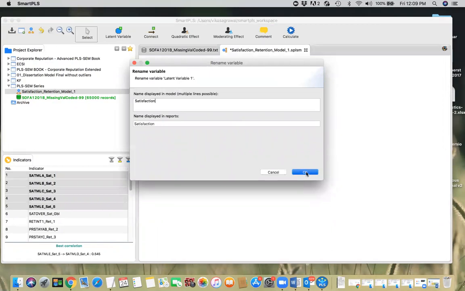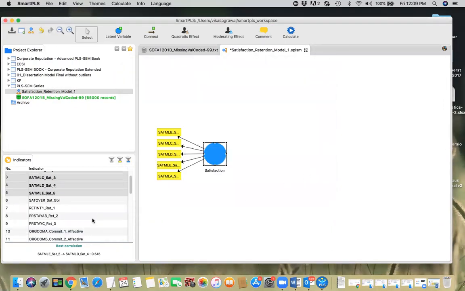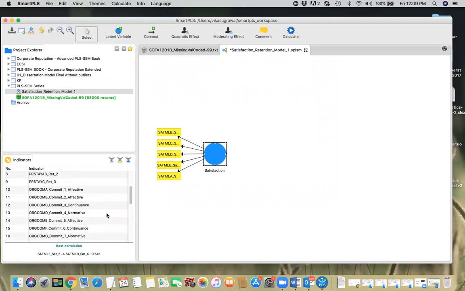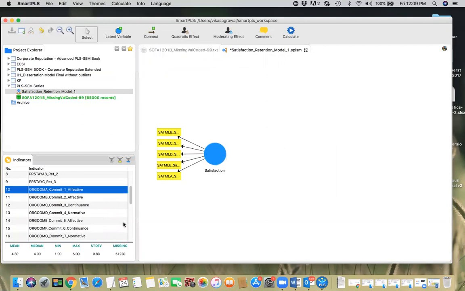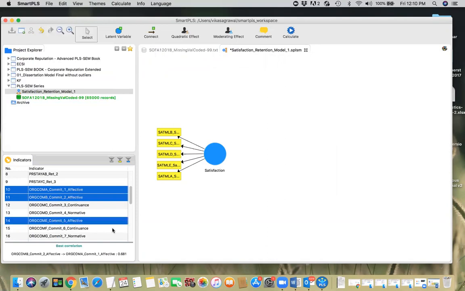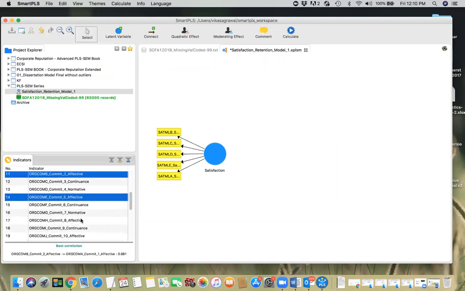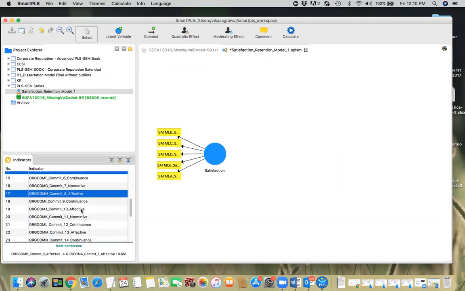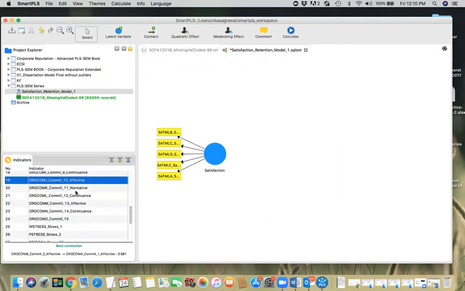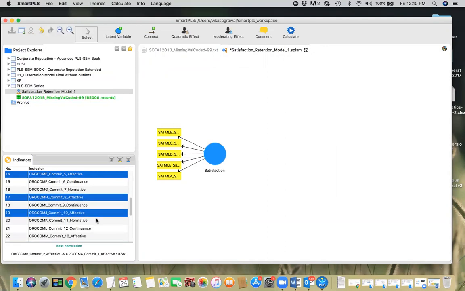I'm going to call that satisfaction. Okay, so I have another one. Let's say we have many indicators for commitment, but I'm going to use affective measures of commitment. There are different measures, but here we're just going to focus on affective commitment. So we have all the indicators of affective commitment. We're going to bring it to the modeling window here.